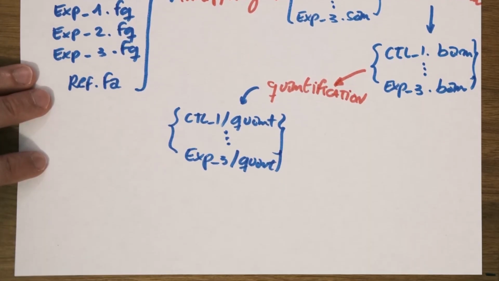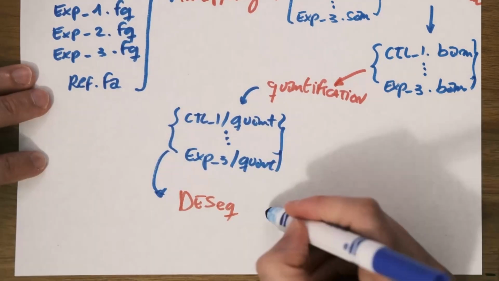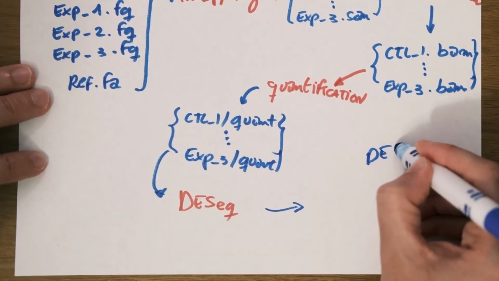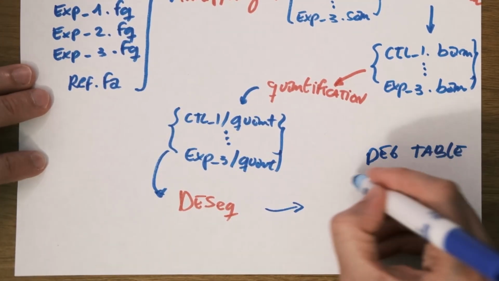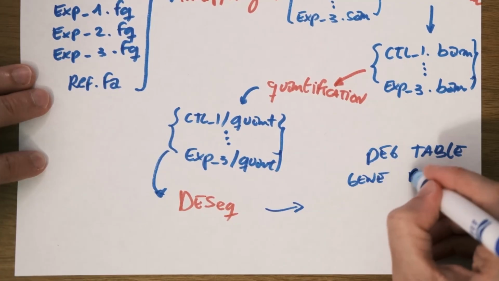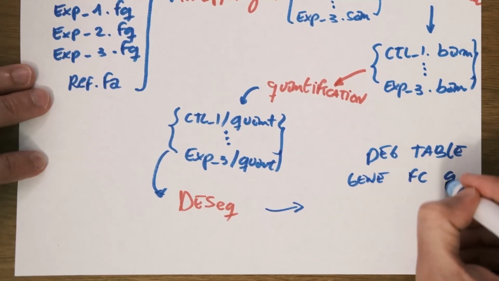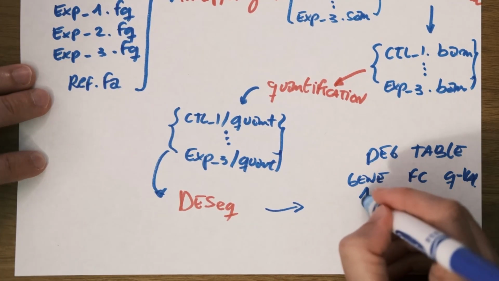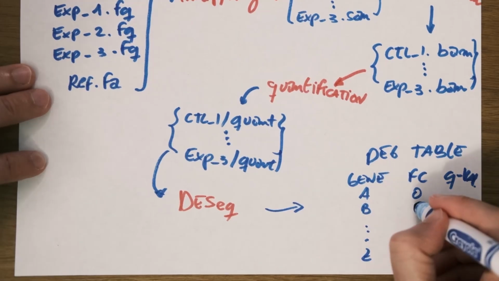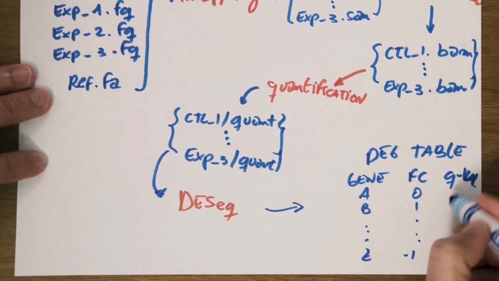And finally, we are going to do our DESeq that will leave us with this DGE table where we have the genes and the fold change and the Q value, for gene A, B, Z. Sometimes things change, sometimes things don't change, and the Q value ranges.